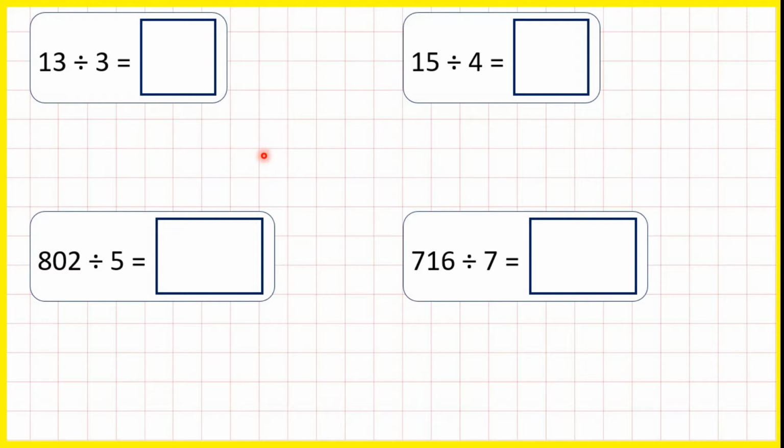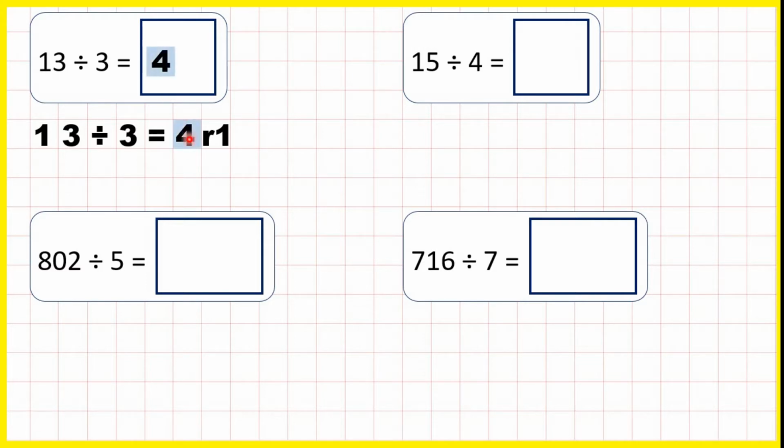Now for these division problems, we get a remainder. So 13 divided by 3 is 4 remainder 1. That's because 4 times 3 is 12, but then we need one more to get to 13. But rather than writing 4 remainder 1, we can write our remainder as a fraction.